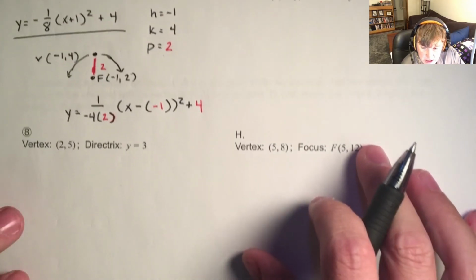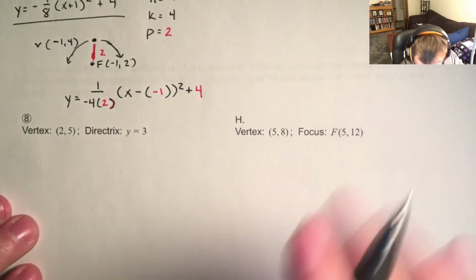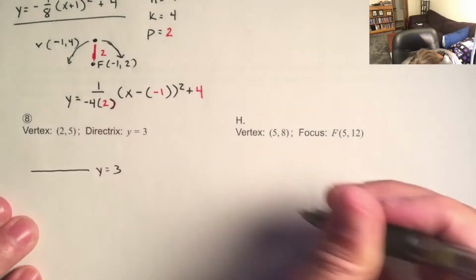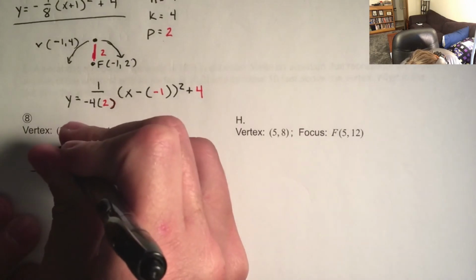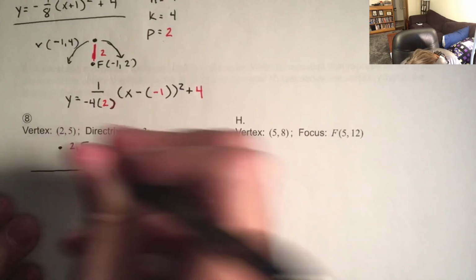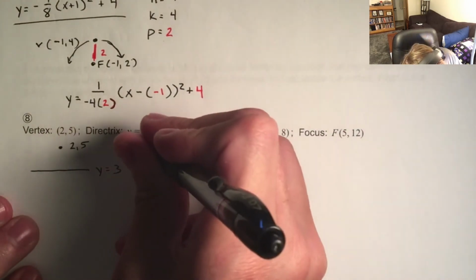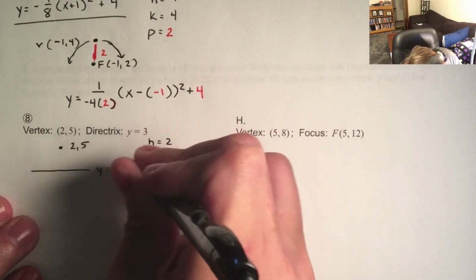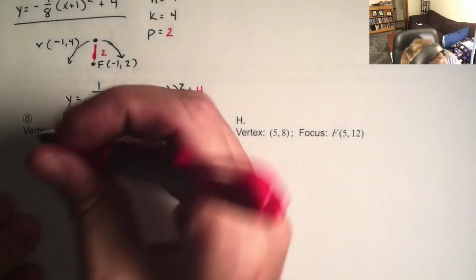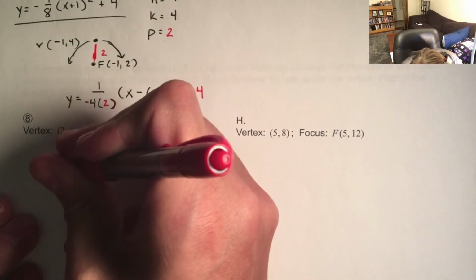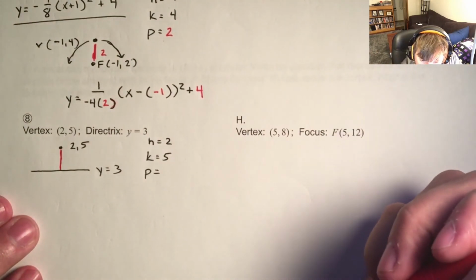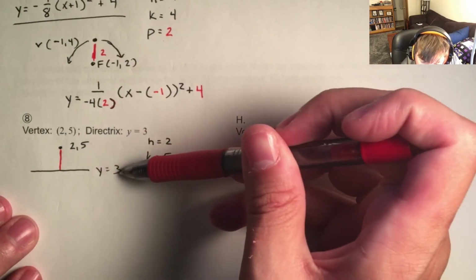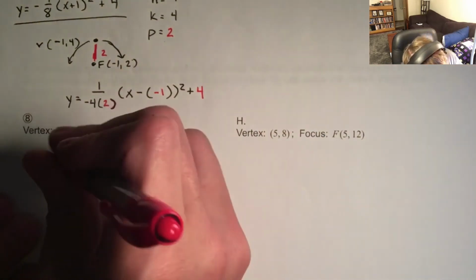Okay, let's do 8. So in this one I have the directrix. Okay, so let's draw the directrix here. It's y equals 3. And then here I have a vertex of 2, 5. Okay, so that means my h value is 2, my k value is 5. I just need that p value. So I just want to figure out what this distance is right here. If this is y value 5, this is y value of 3, this has a distance of 2.